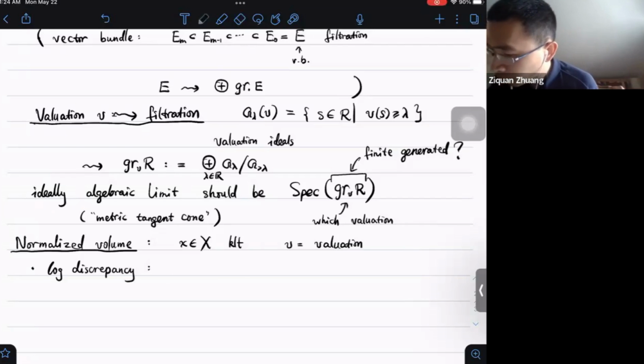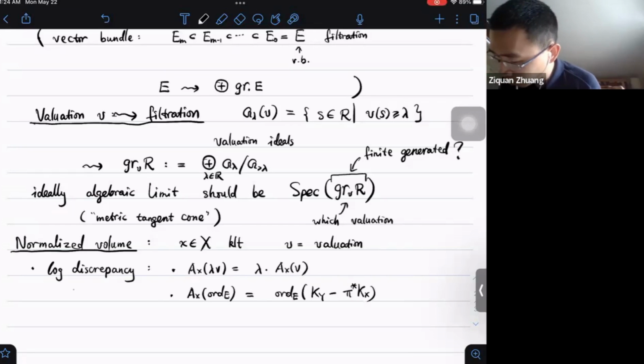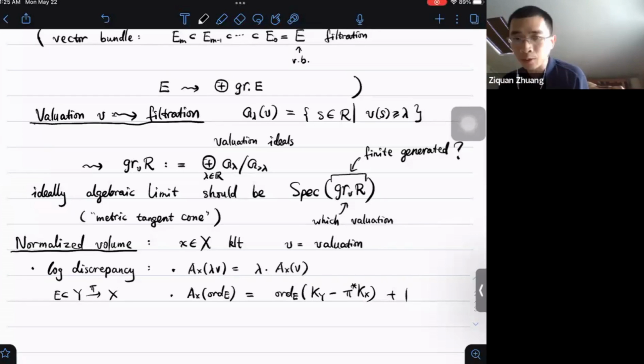Okay, so let me do it this way. Basically it's determined by three properties. First of all, if you rescale the valuation, it also rescales, so it's linear. Then if you evaluate it on divisorial valuations, what you get is the order of poles for that relative canonical divisor. So if Y to X is this log resolution, plus 1. And because the variety is KLT, as I said before, the holomorphic forms have at worst log poles, so this is positive.